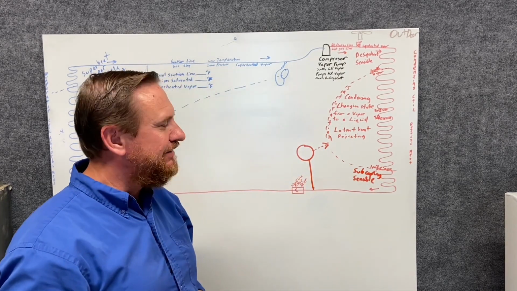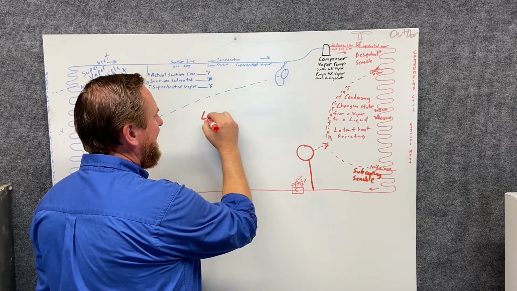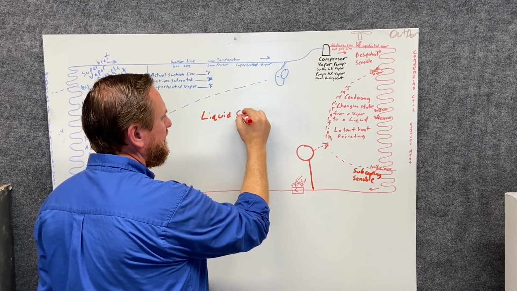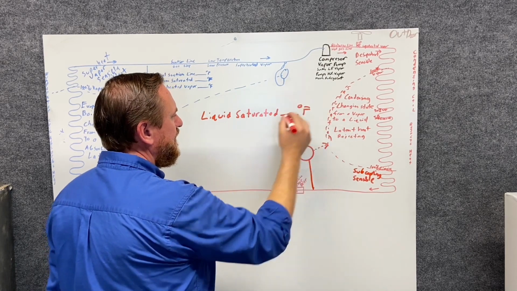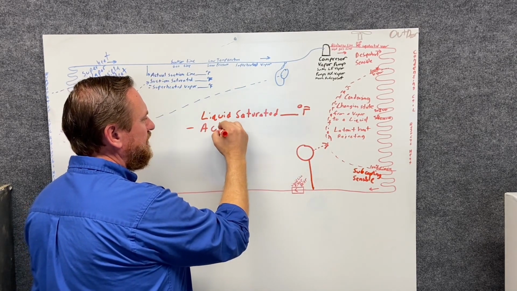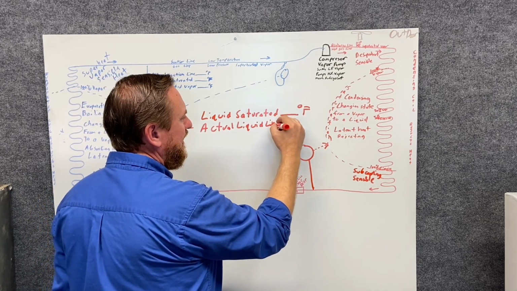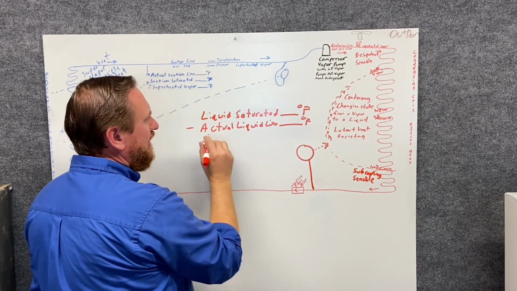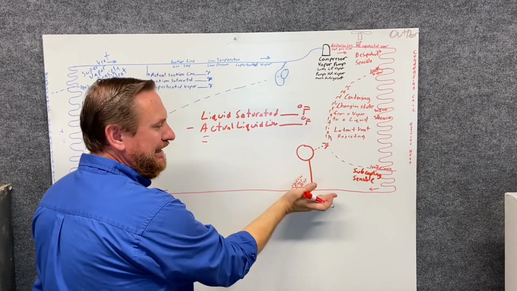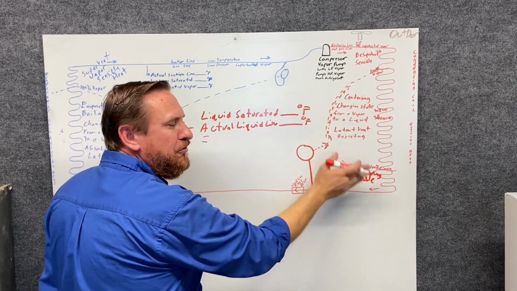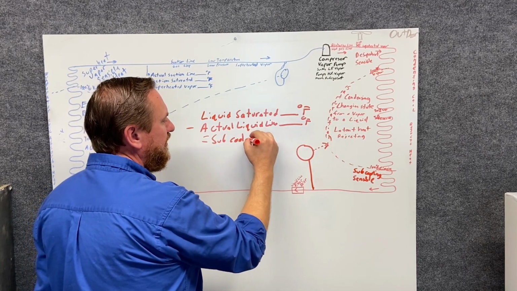Subcooling, sensible heat. So there's a formula for subcooling, and that formula is going to be the liquid saturated temperature minus the actual liquid line temperature. It's opposite of superheat. Liquid saturated temperature, PSIG converted temperature, so my saturated temperature minus my line temperature. My line temperature should be below my saturated temperature. That equals a subcooled liquid.